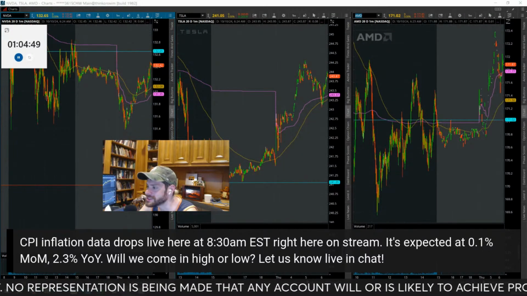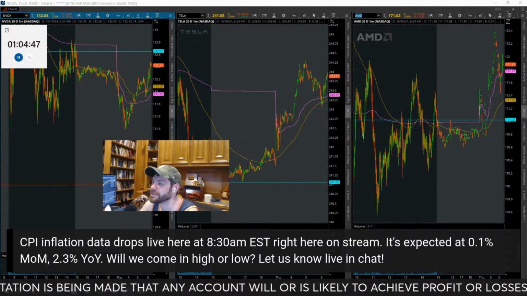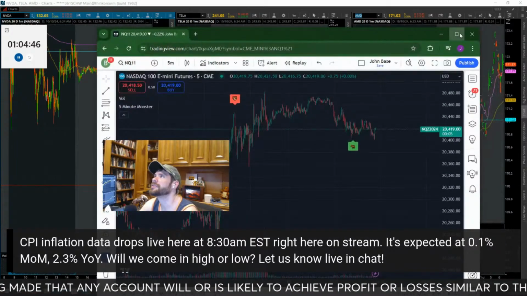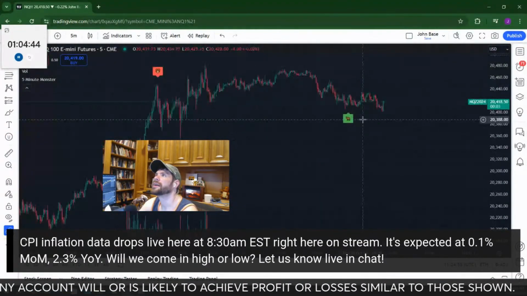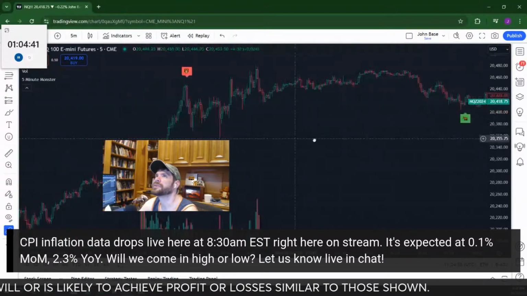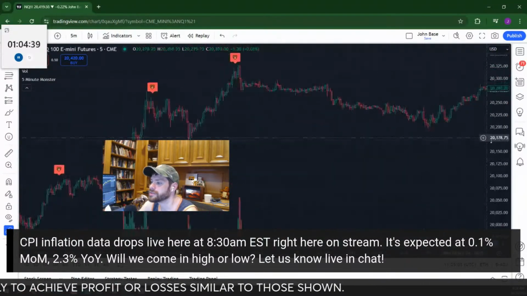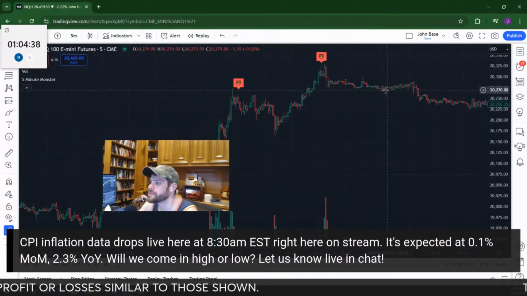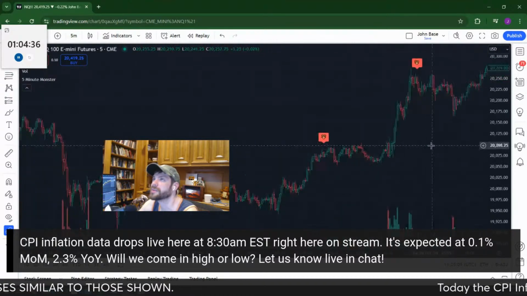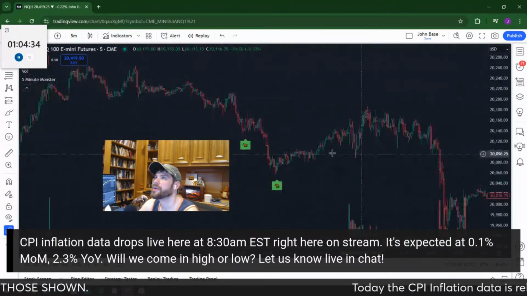But I mean, it's honestly genuinely pretty impressive. Look, here's the 5 minute one. Look at that. Green, nice little follow through there. Red, nice little breakdown. Literally called the top. Boom. Got the breakdown. Called the top there. Called the bottom here.